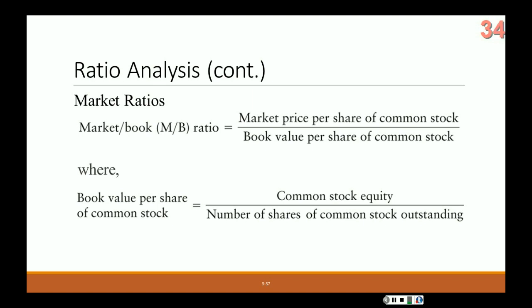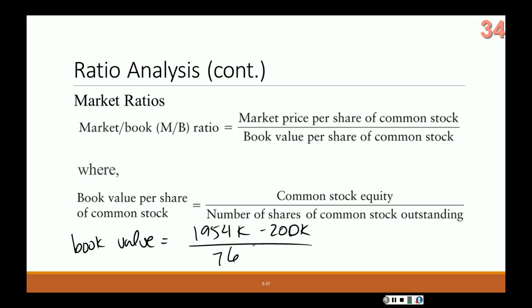So if we get the book value, we have common stock equity. Remember, that's the 1,954 minus the 200 in preferred stock, divided by the number of shares of common stock outstanding. Footnote B of the income statement, 76,262. And that gives you $23 per share.